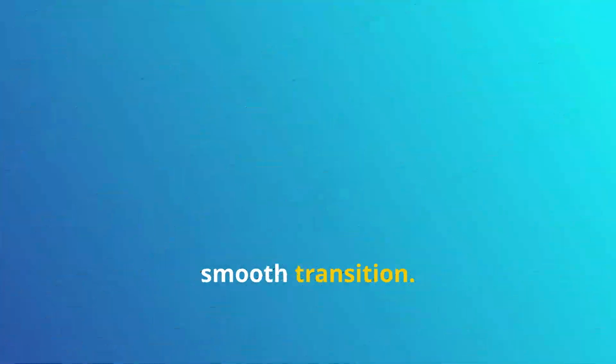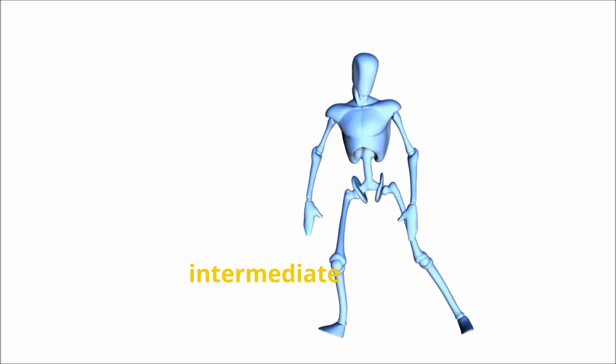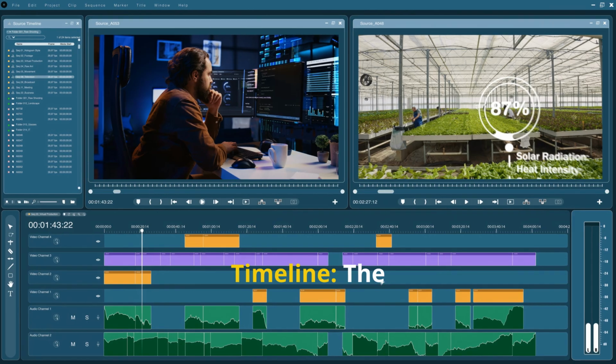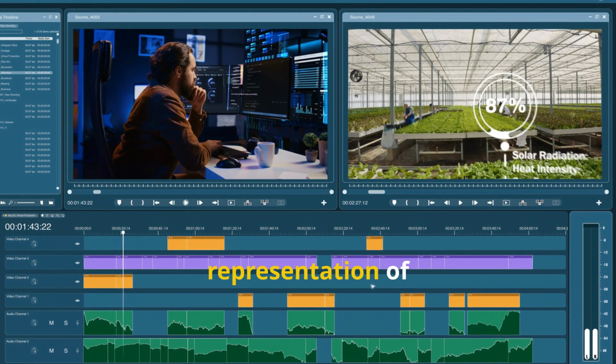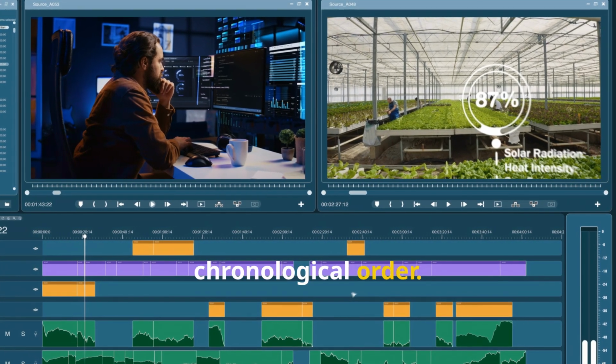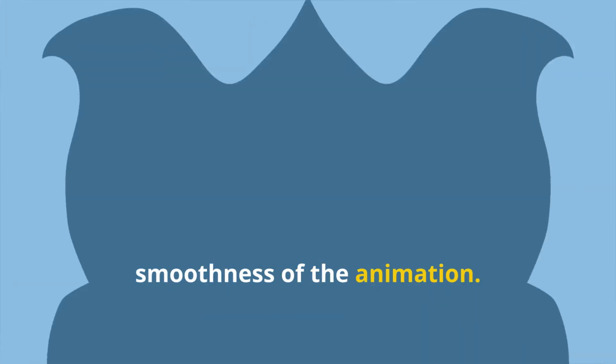Keyframe: a point in the animation timeline that defines the starting or ending point of a smooth transition. Tweening, in-betweening: the process of generating intermediate frames between two keyframes to create the illusion of motion. Timeline: the visual representation of the animation's duration, showing frames and keyframes in chronological order. Frame rate: the number of frames displayed per second, FPS, which affects the smoothness of the animation.